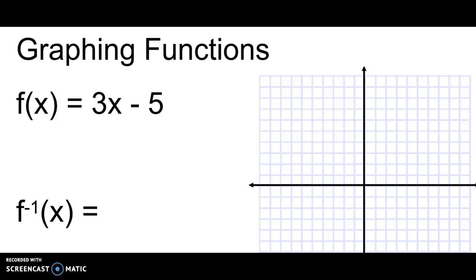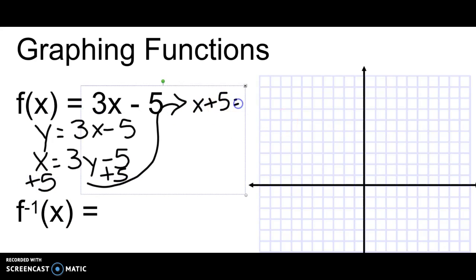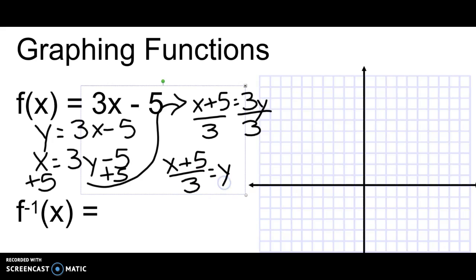So remember, this is actually y equals 3x minus 5. We're going to switch our x and our y, and then we're going to solve for y. So we get, I'm going to come back over here, add 5 to both sides, and you get x plus 5 is equal to 3y, and then you divide everybody by 3, and you get (x plus 5) over 3 is equal to y, but that's really your inverse. So our inverse of x is (x plus 5) over 3.